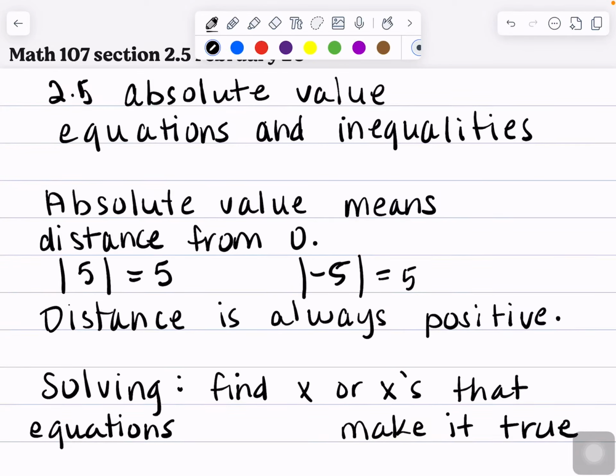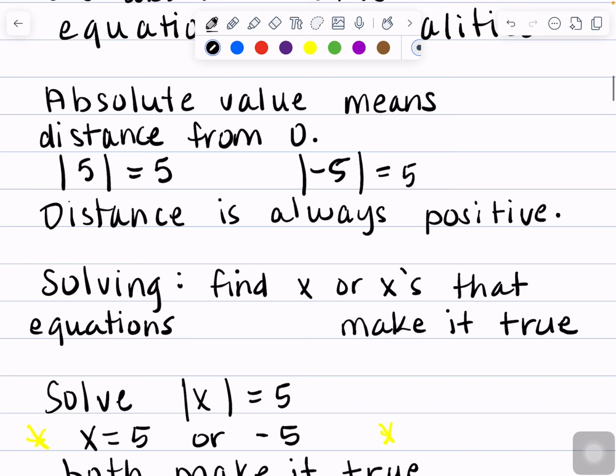Section 2.5, absolute value equations and inequalities. Absolute value means distance from zero. The absolute value of 5 equals 5. The absolute value of negative 5 equals 5. Distance is always positive.